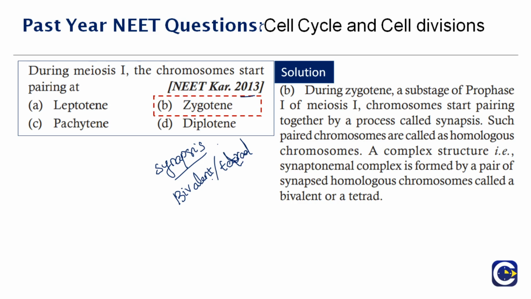Whenever they talk about meiosis and whenever they talk about pairing of chromosomes, you have to remember that they are talking about the chromosome pairing between homologous pairs. Therefore the correct answer to this question is option B.